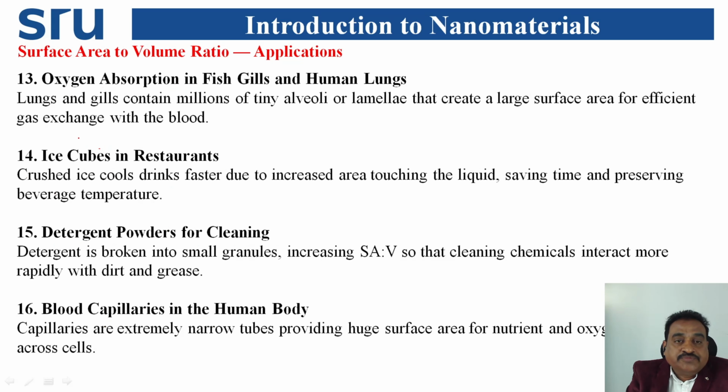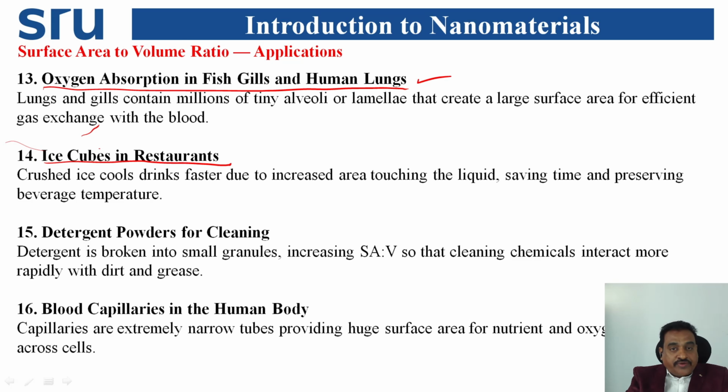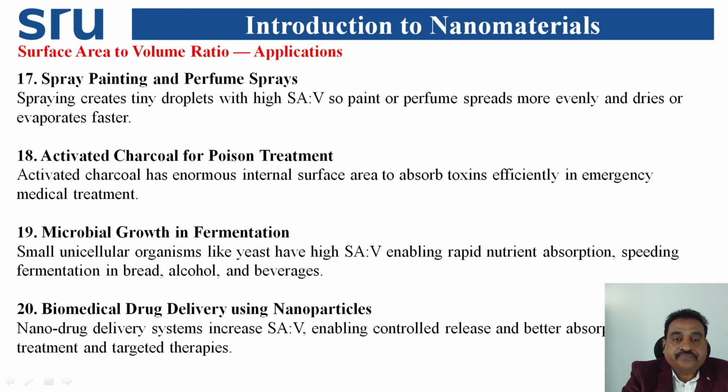So oxygen absorption in fish gills and human lungs. So ice cubes in restaurants. So crushed ice cools drinks faster due to increased area touching the liquid, saving time and preserving beverage temperature. So another one also you see detergent powders for cleaning, blood capillaries in human body.